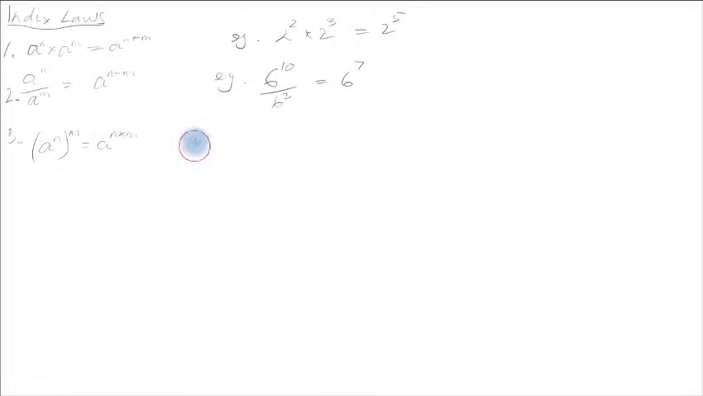So an example of number 3. Suppose you've got, let's say 5 squared, and 5 squared to the power of, let's say 6, then all you need to do is 5 to the power of 12. We've multiplied the indices. Super easy.